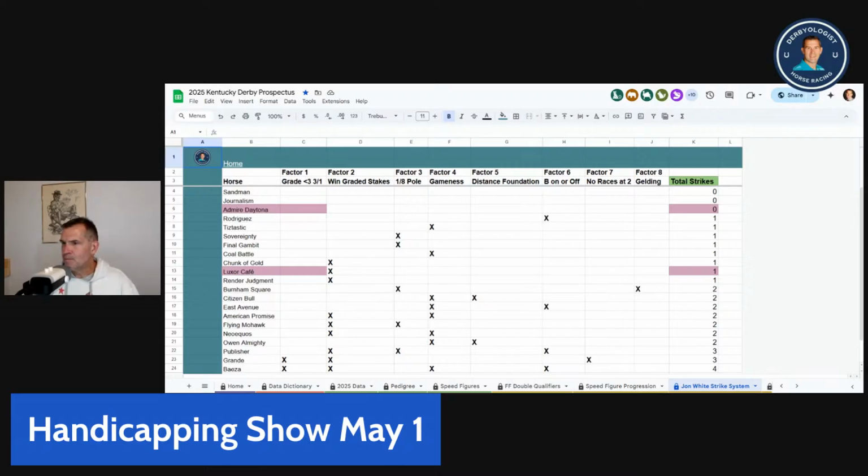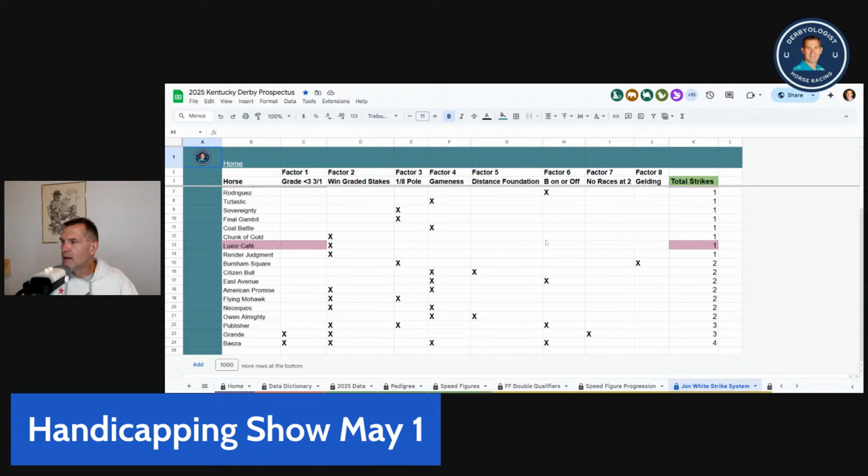And Sandman and Journalism were 0 strikes. Admire Daytona was 0. Baeza's got 4 if he gets into the race, so he may be a little bit of an underlay if he gets in. Right now, we've had no scratches, so we don't even know if he's going to get in. The Mighty Neoquos has got 2. Citizen Bull with a couple of strikes.